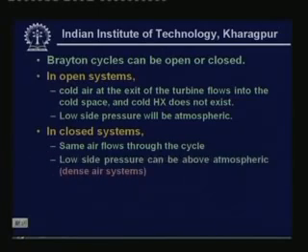And one advantage of this system is that you can have low side pressure higher than the atmospheric. Such a cycle is known as dense air system. That means you can operate your low side pressure at pressures much higher than the atmospheric, typically 3 to 4 bar. That means the air will be quite dense. So, you call these systems dense air cycles.